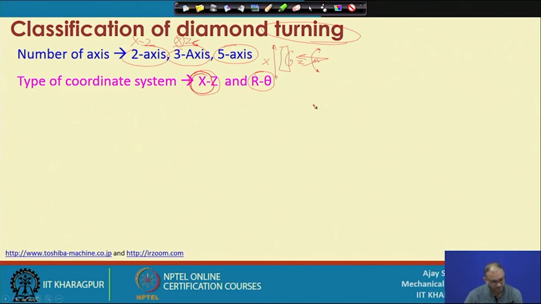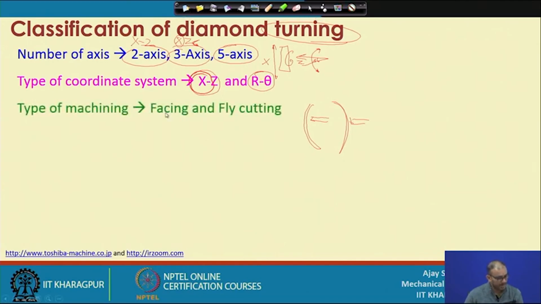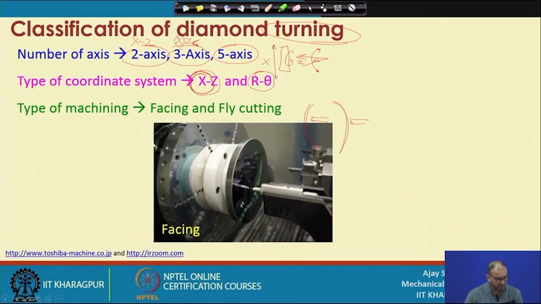So, suppose you want to create some type of concave surface or convex surface, and your cutting tool is at this location, then you can do machining by means of the R and theta system. This type of machining is a facing operation, and the flying operation. So, this is what we are doing, a facing operation.